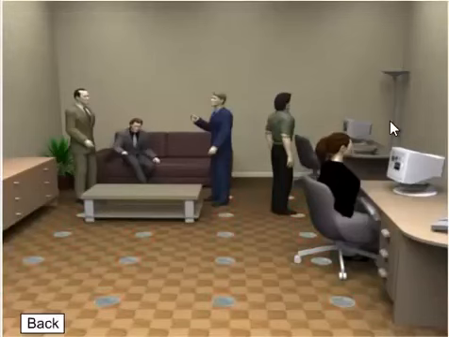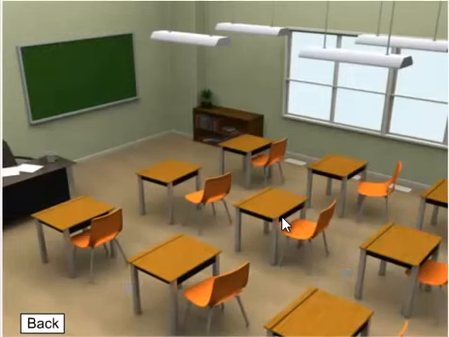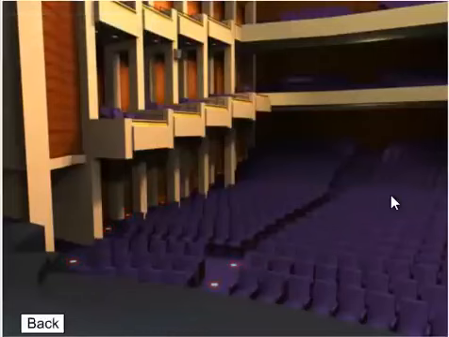Office. The individual control and ease of relocation unique to underfloor diffusers makes them the right choice for offices. School. Underfloor products are a very quiet and flexible system that can be easily used in secondary or college classrooms. Theater. Underfloor displacement diffusers are effective in areas with high ceilings, such as theaters. The diffusers can even be installed under the seats.